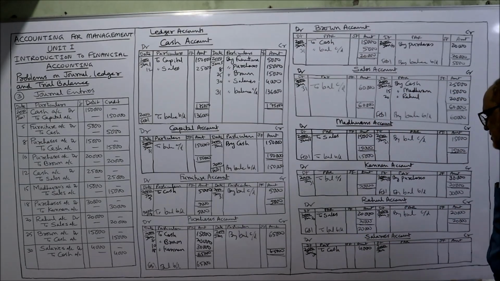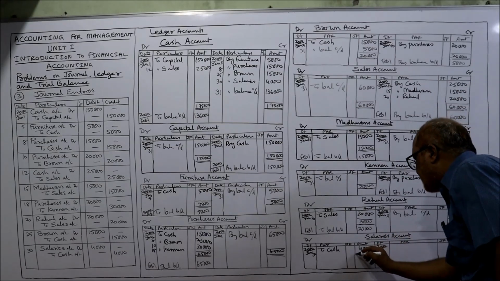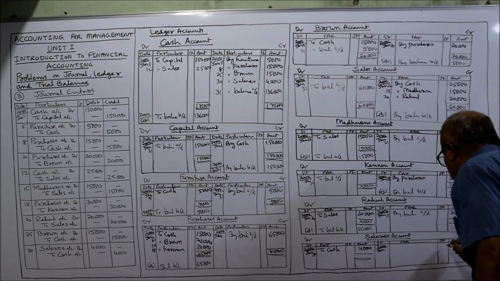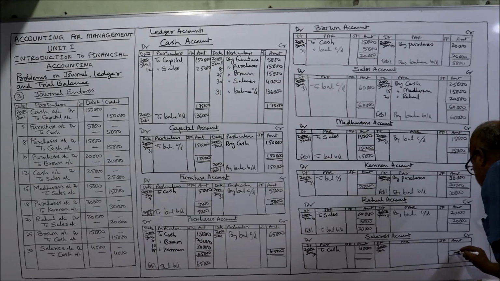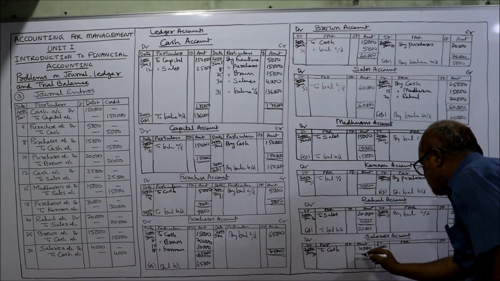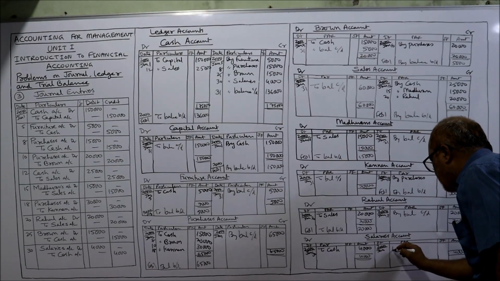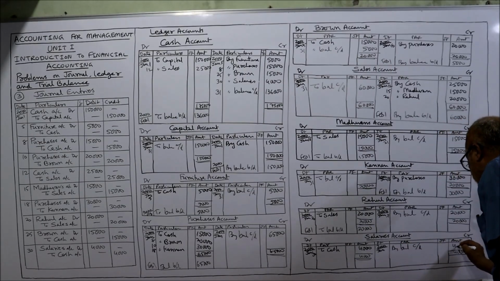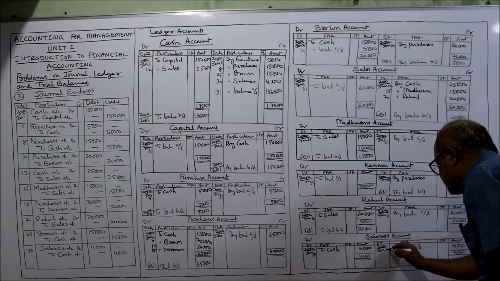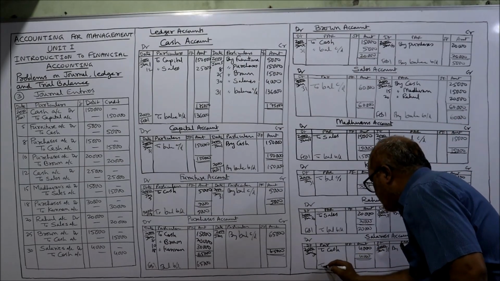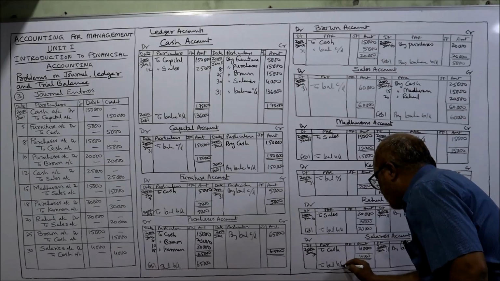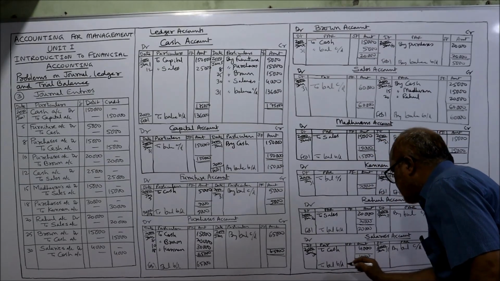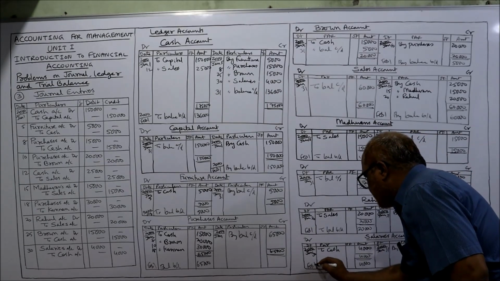Now Rahul's account, debit side we have 20,000. Same 20,000 I am taking on the credit side. So here also 20,000. Here by balance carried down 20,000. Here to balance brought down 20,000. This is 31st Jan and this is February 1st. Last, salaries account, only debit side we have 4,000. So I am taking 4,000 on both the sides. Here by balance carried down 4,000. This is 31st Jan. And to balance brought down 4,000. This is February 1st.